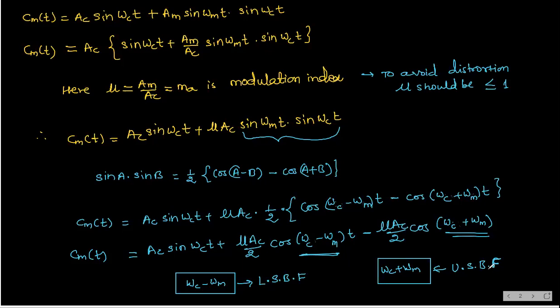Okay, omega c minus omega m is what? Lower sideband frequency, and omega c plus omega m is upper sideband frequency. So LSBF and USBF. Clear? Got it? On these problems you are getting. Okay.